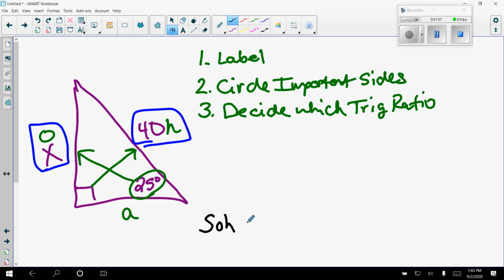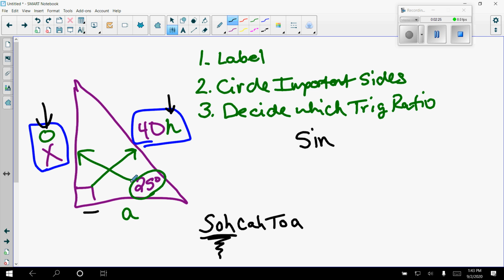If I come down here and look at SOH CAH TOA, I care in this one about O, and I care about H. O is what I want to know, H is what I know. So that's this first one, which is S. So I know in this problem, I'm going to be using sine. Okay? So step 4, the last step, is really solve.